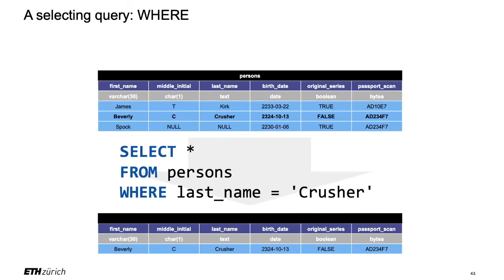So again, select actually does a projection, where actually does a selection, right? So this is just the one thing that might be confusing, but the selection is done in the where clause. But normally it should be natural because it's quite natural to say it in English, right? Select everything from persons where the last name is Crusher. It almost sounds like plain English, right? So that should be natural.